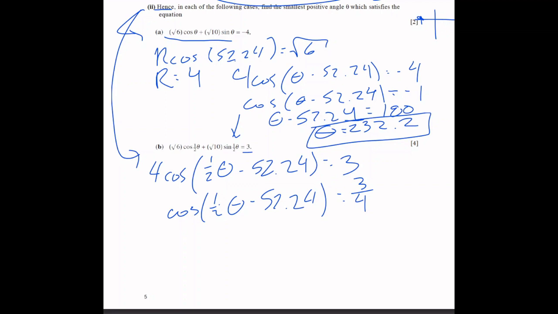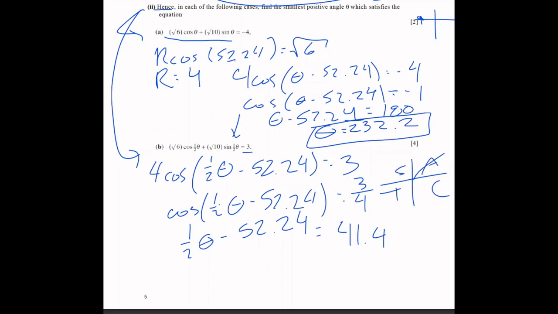Now we take the inverse cosine on both sides. 1/2 theta minus 52.24 equals the inverse cosine of 3 over 4, which is what? 41.4. Is that right? Yes, it is. So cosine, all students take calculus, all is right there. Cosine's also positive over here. So I need to do 360 minus 41.4. On my calculator that is 318.6.